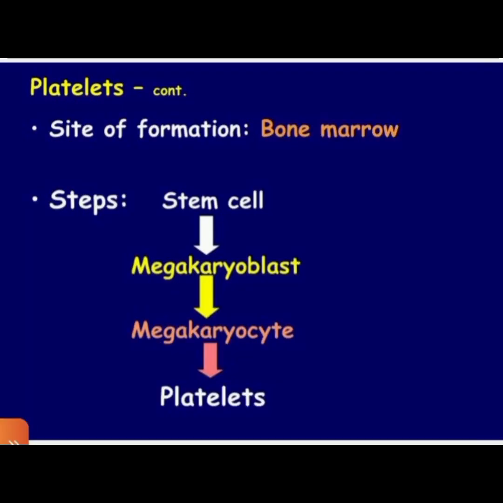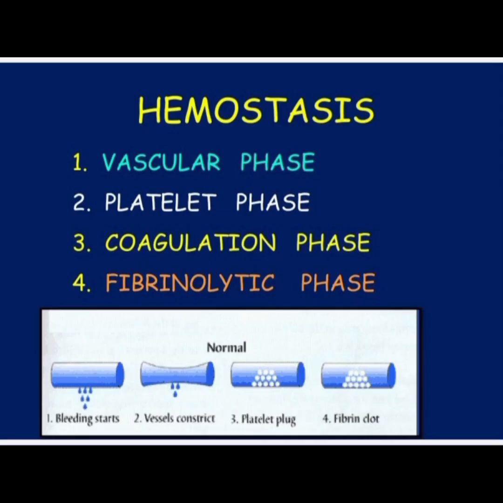From the bone marrow, the platelets are formed. Steps: stem cell to megakaryoblast to megakaryocytes and platelet formation. As we know before, the adhesion receptors form the hemostatic plugs. The phases involved in hemostasis: vascular phase, platelet phase, coagulation phase, fibrinolytic phase.